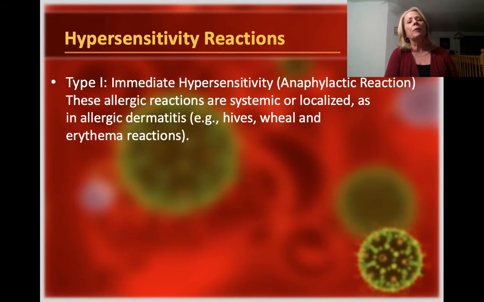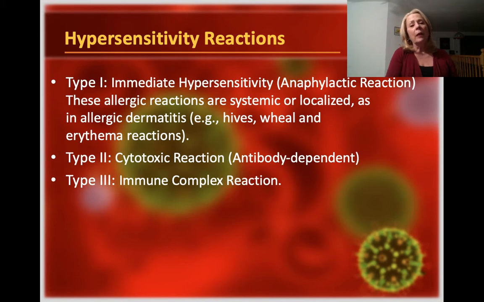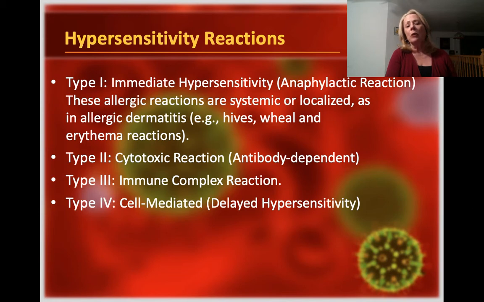So hypersensitivity reactions come in 4 types. Type 1 is what they call an immediate hypersensitivity, and we're going to go through all of these in detail, and can create an anaphylactic reaction. So it's very much like allergies, okay? And we can have an allergic reaction, and so we'll talk about how that all occurs. Type 2 is what we call a cytotoxic reaction. This is antibody dependent. Type 3 is what's immune complex reaction. Type 4 is called a cell-mediated or delayed hypersensitivity reaction.